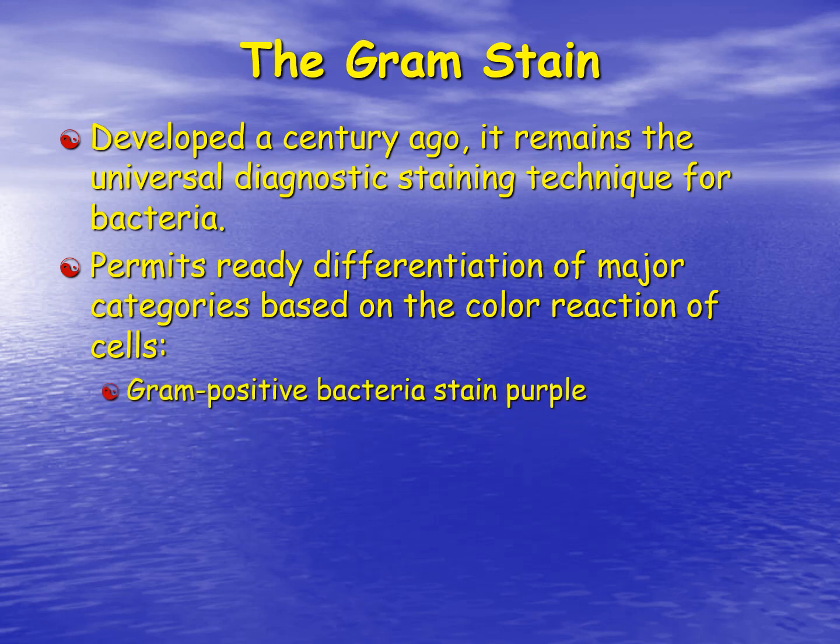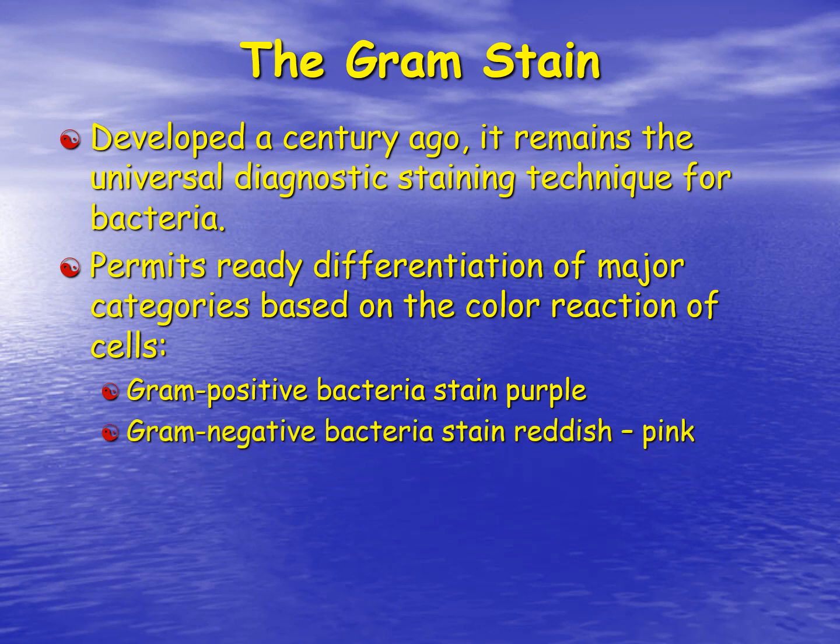Gram-positive bacteria stain purple, while gram-negative bacteria stain a reddish pink. This is the way I always remembered it. Gram-positives, purple. The two P's go together. Gram-negative, red. Red has that negative connotation, and that's the way I remembered it.